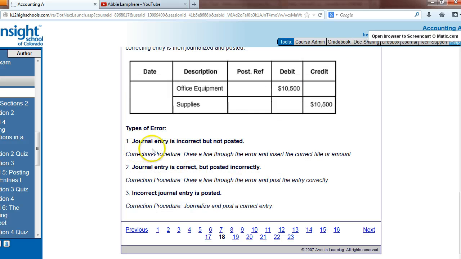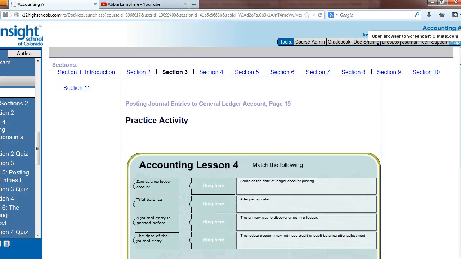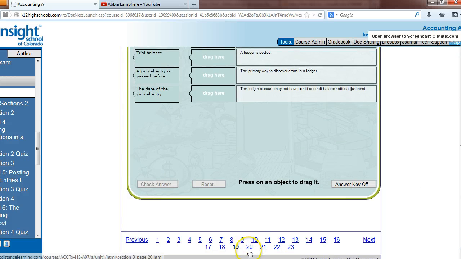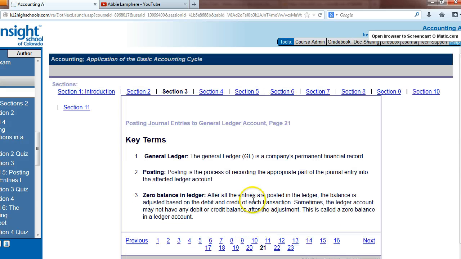Types of errors. Journal entry is incorrect but not posted. Journal entry is correct but posted incorrectly. So again, read through these. There's several types of errors that can throw off your trial balance. We'll do these practice activities together in our Class Connect session.